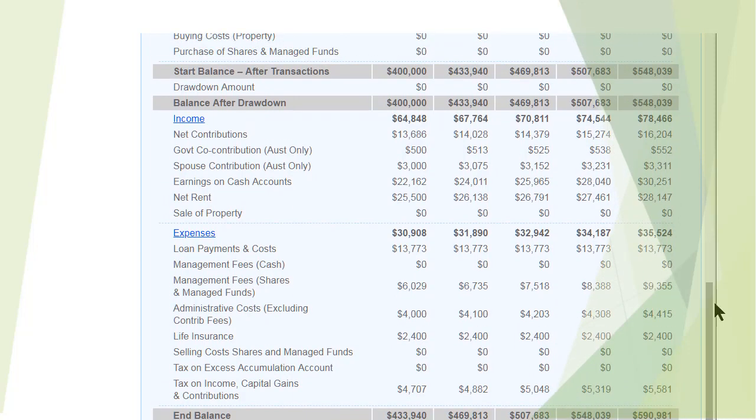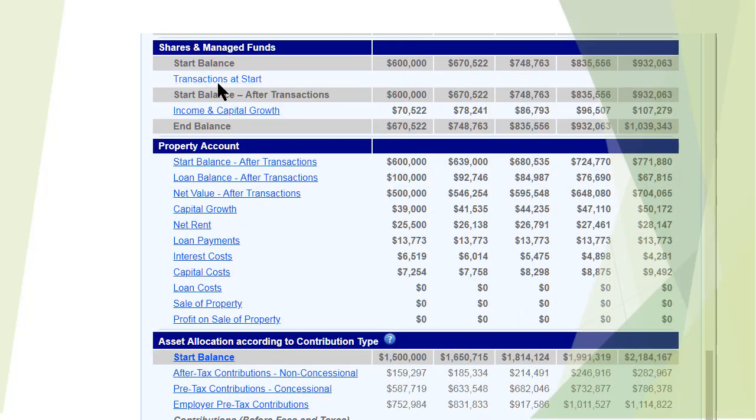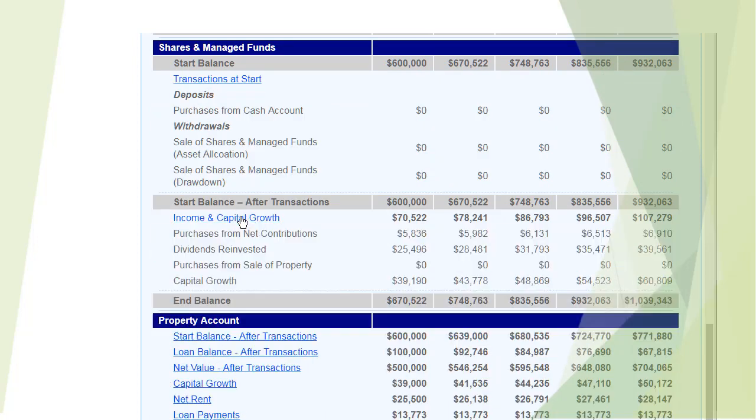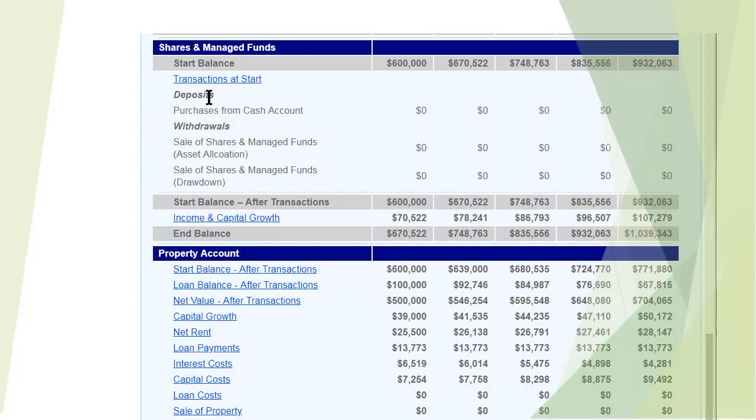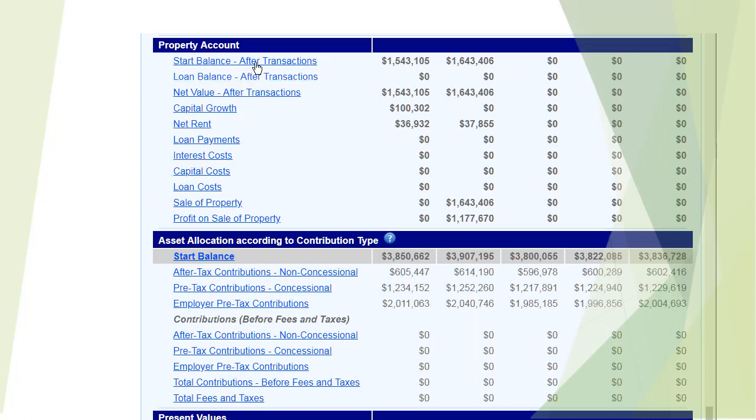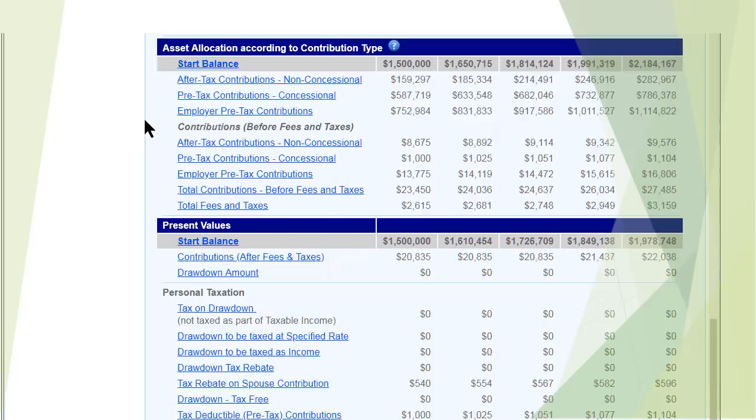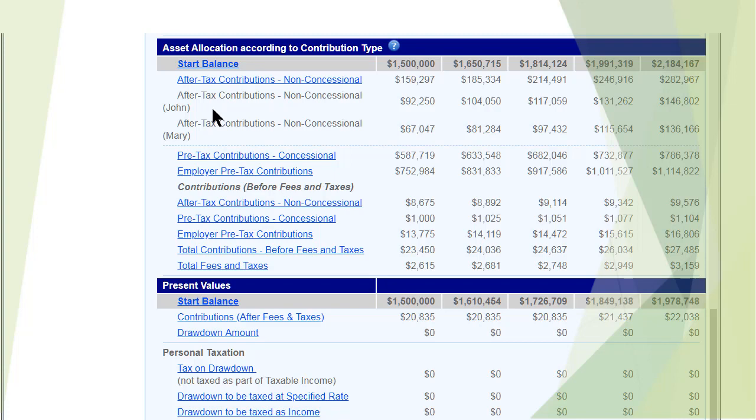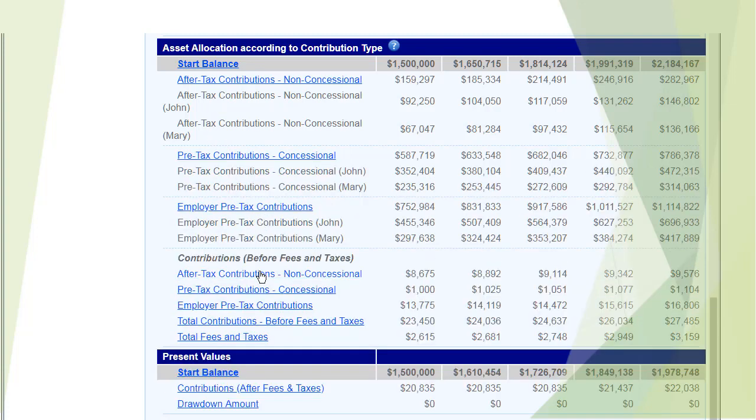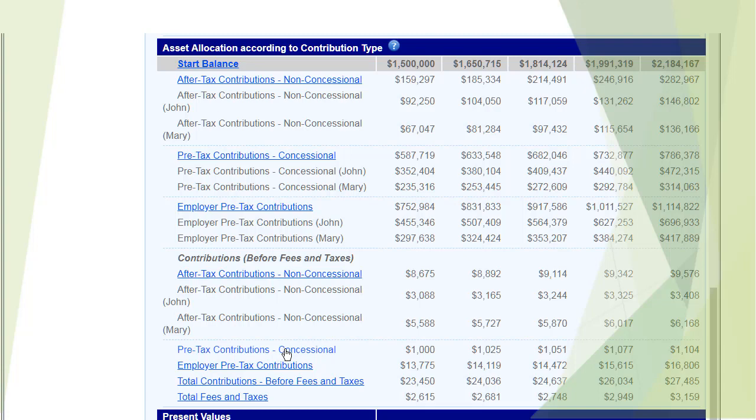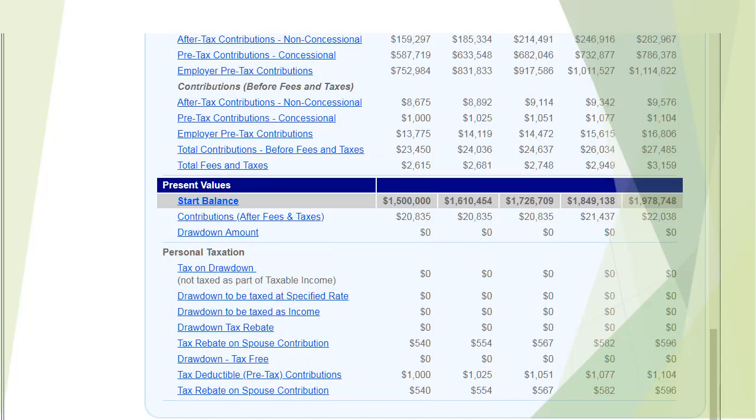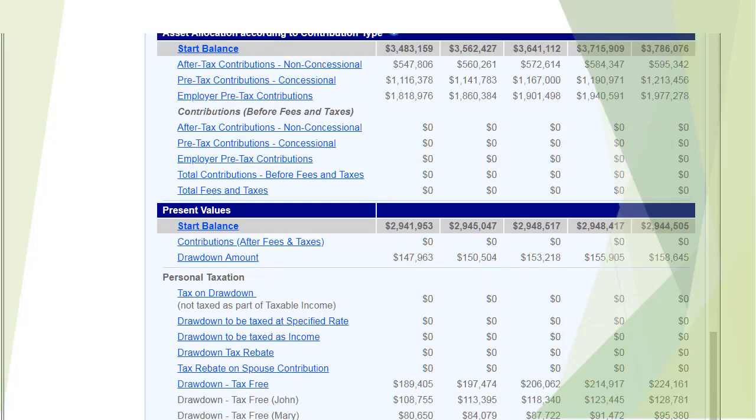Note the government co-contribution and spouse contribution in the first 5 years of the plan. Again, the shares and managed funds display the total for both accounts. You will note that when you nominate the purchase and sale of shares, both accounts are allocated the same percentage. Next, there is the details of the property account. Note the sale of the property in year 17. The program also tracks account balances according to contribution type for both partners. Any funds held in the excess accumulation account are not included in this allocation. At the end of the data view is a list of personal taxation allocations.